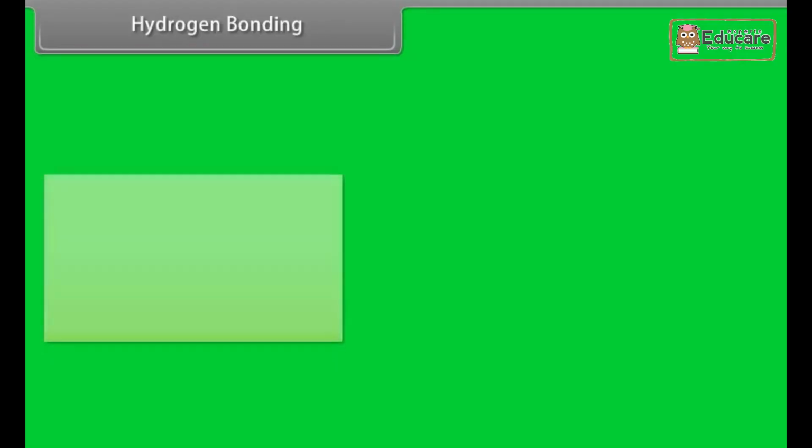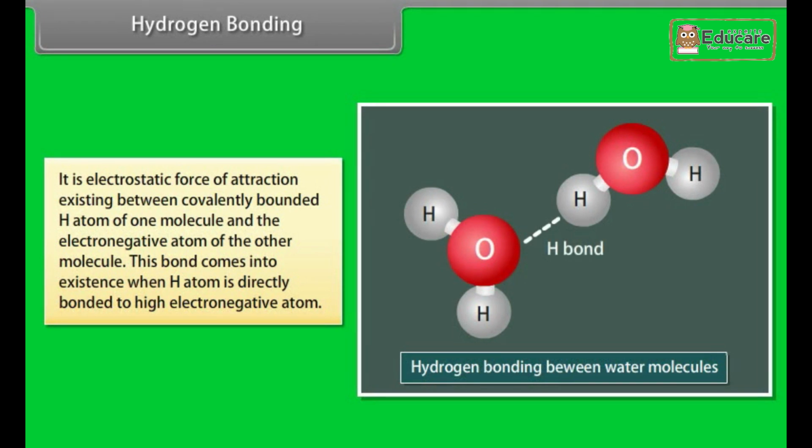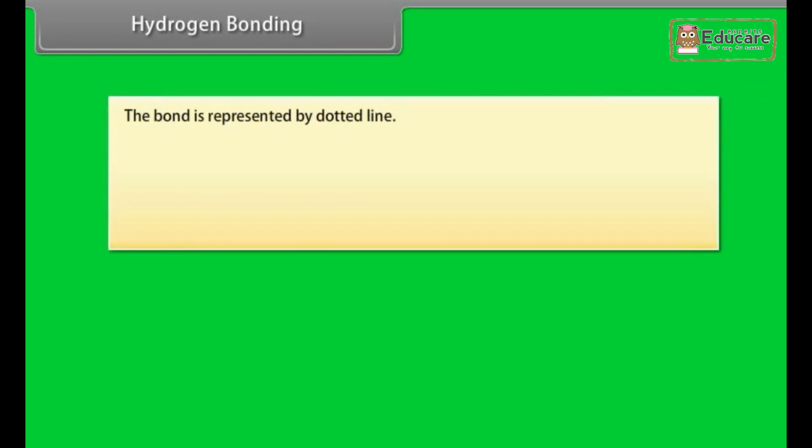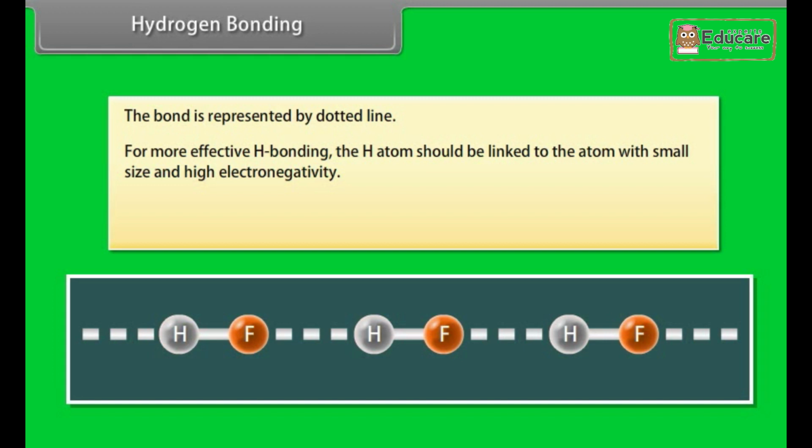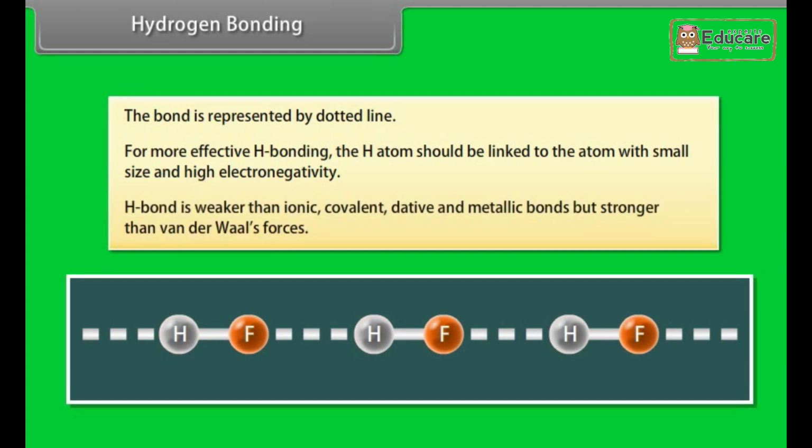Hydrogen bonding. It is the electrostatic force of attraction existing between the covalently bonded hydrogen atom of one molecule and the electronegative atom of the other molecule. This bond comes into existence when a hydrogen atom is directly bonded to a highly electronegative atom. The bond is represented by a dotted line. For more effective hydrogen bonding, the hydrogen atom should be linked to an atom with small size and high electronegativity. Hydrogen bond is weaker than ionic, covalent, dative and metallic bonds, but stronger than van der Waals forces.